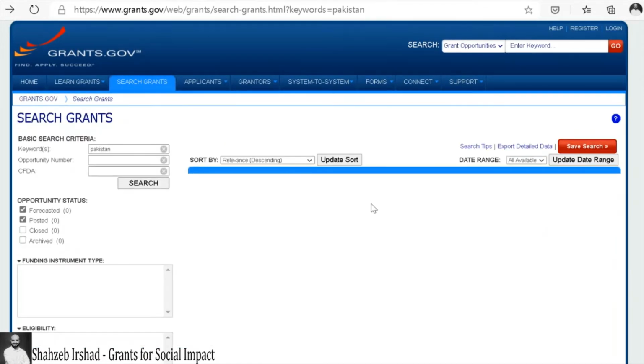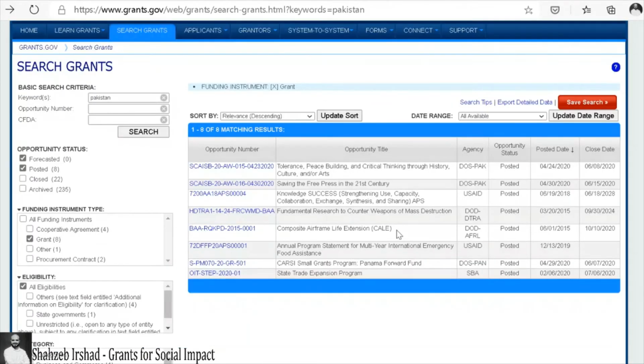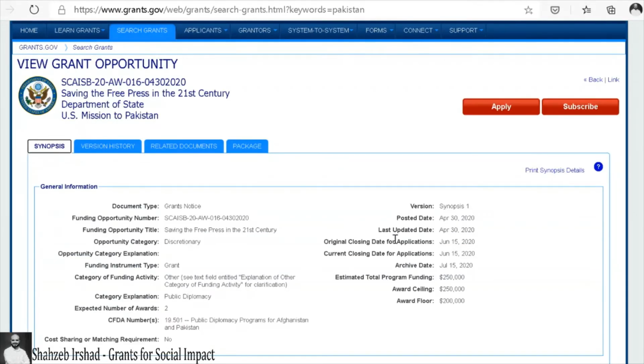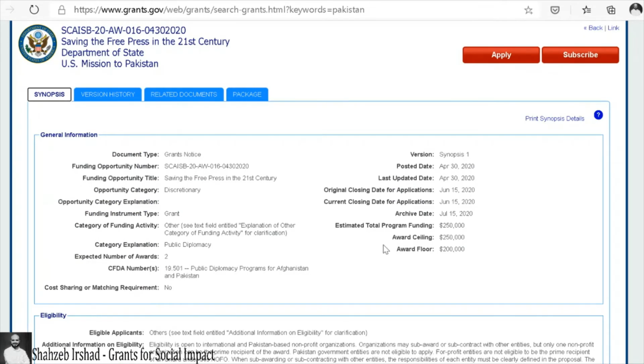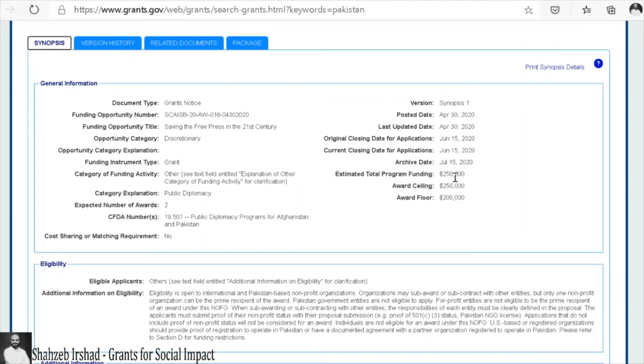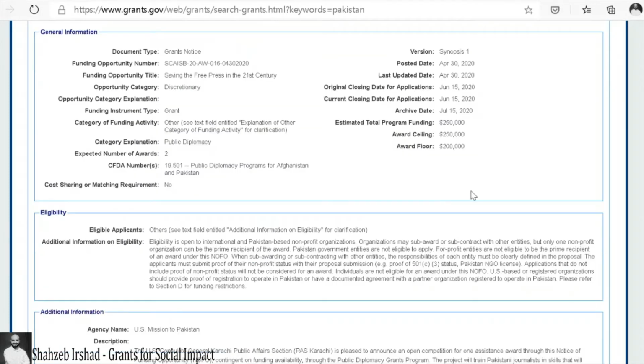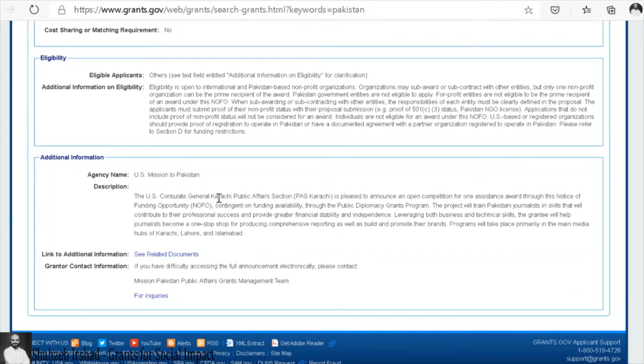When I go back, the second funding opportunity: Saving the Free Press in the 21st Century. This could be interesting. So the estimated total program funding is $250,000. Minimum is $200,000, so you can get about $200,000 to $250,000. And this is again by the Public Affairs Section in the U.S. Consulate General in Karachi. And it is saying that it is contingent on funding availability.